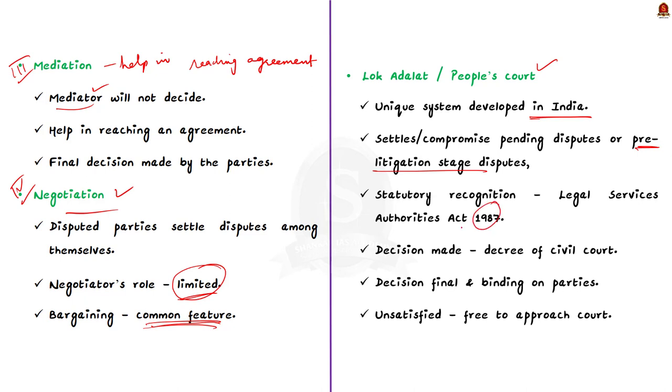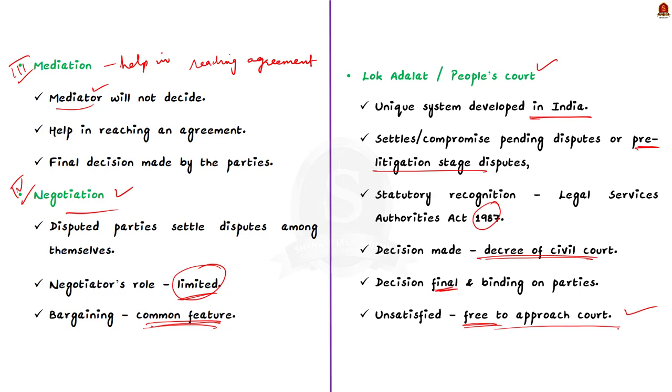Also, as per this act, the award or decision made by the Lok Adalats is deemed to be a decree of civil court. Its decision is final and binding on the parties. If in case the parties are not satisfied with the decision, they are free to initiate litigation by approaching the court of appropriate jurisdiction. This is all with respect to the different forms of alternate dispute resolution.